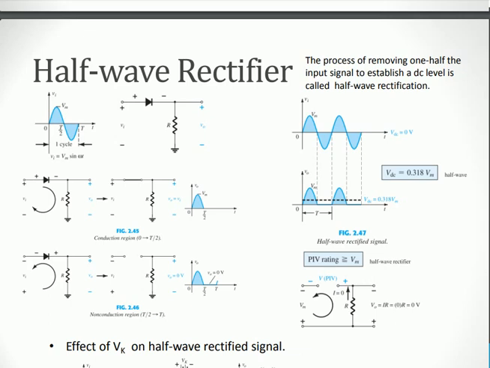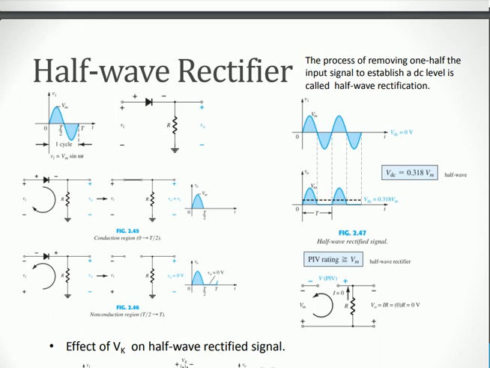So there are two types of rectifiers. One is the half wave rectifier and the other one is the full wave rectifier, and now we are discussing the half wave rectifier. The process of removing one half of the input cycle to establish a DC level is known as half wave rectification.